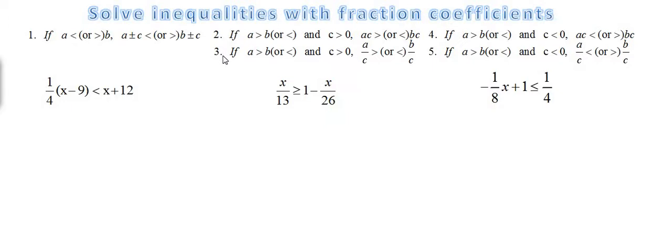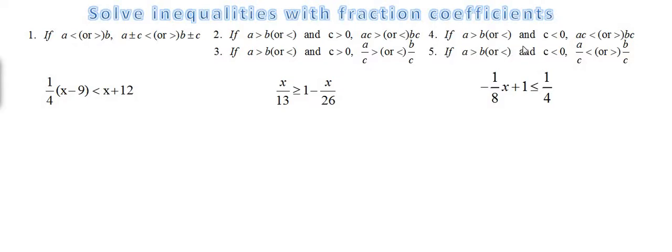Rule number two and number three tell us if we multiply or divide by a positive number, then the sign of inequality will not change. For example, here is greater than, and here should be greater than. If it's less than, here should be less than. Now let's take a look at the last two rules.